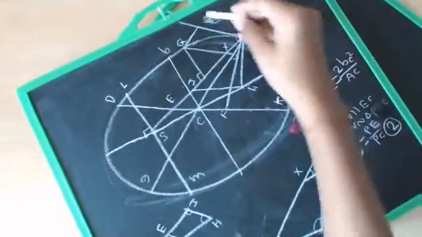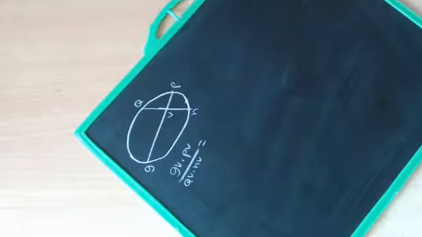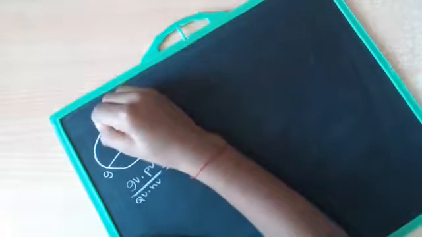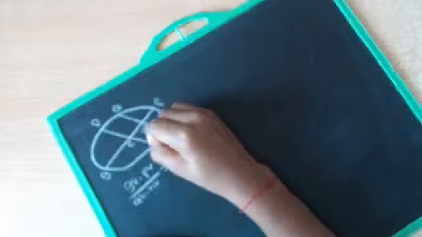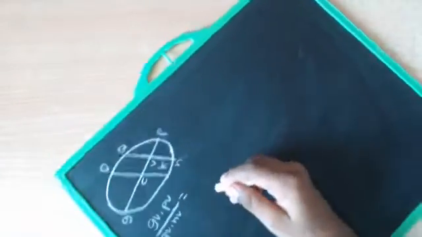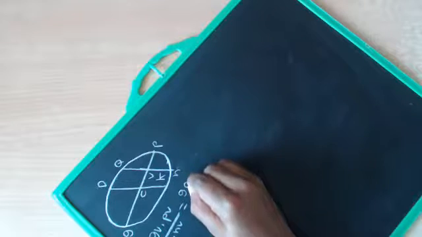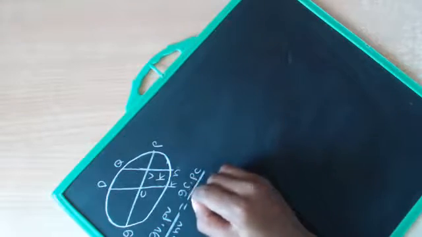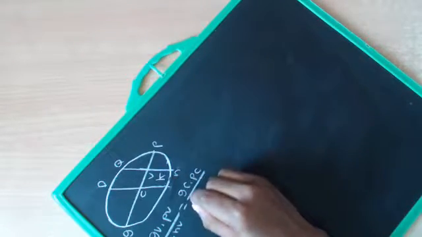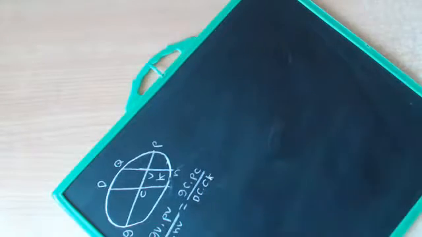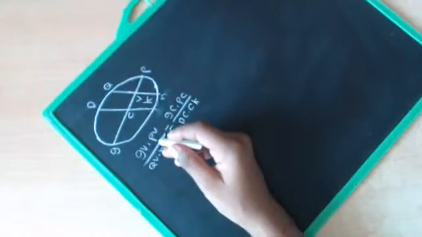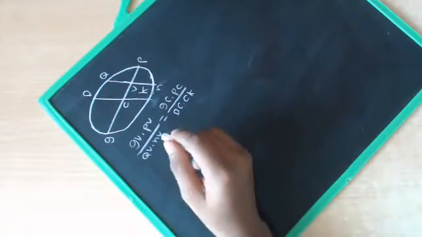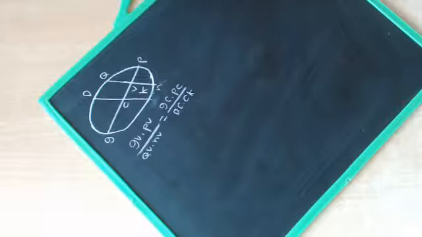Diameter DQ is also parallel to RZ, and it is passing through the center. So the product of parts of the first chord is GC into PC, and the product of parts of the second chord is DC into CK. And they're equal because the ratios of slopes of parts of intersecting chords of an ellipse is constant, and it's a property of ellipse.